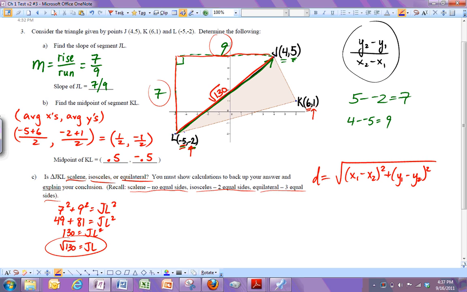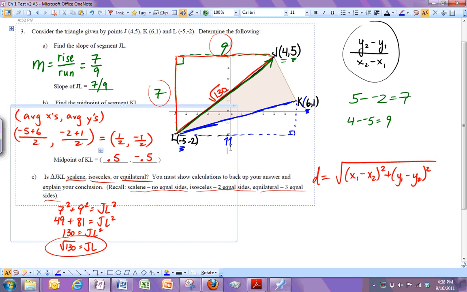Let's try blue. So if I want to figure out this side here, I'm going to make my slope triangle. So I'm going to go over, and I'm going to go up. Only horizontal and vertical lines. So when I go across, only the x's change, right? So I'm going from -5 to 6. Big minus little, 6 minus -5. 6 minus -5 is the same as 6 plus 5, so that's 11 units.